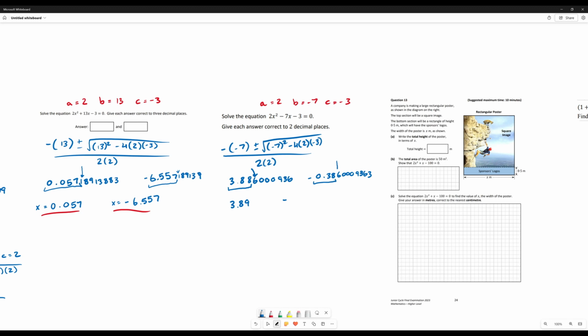So 38 is the number afterwards bigger than 5 or bigger? Yes, it is. So I'm going to round it up to 39. Those are my 2 answers. It was an x in the formula, so it's going to be x equals, and then we're done.